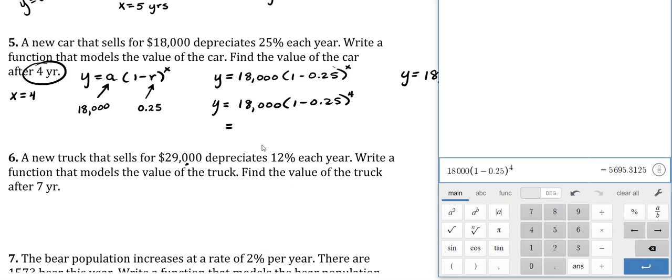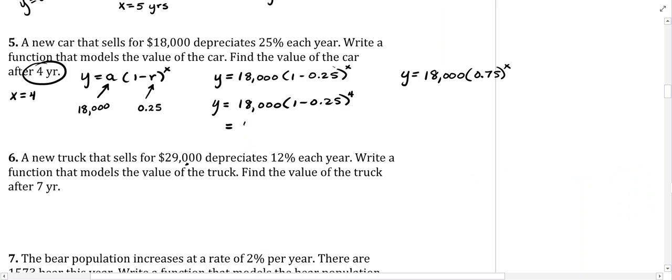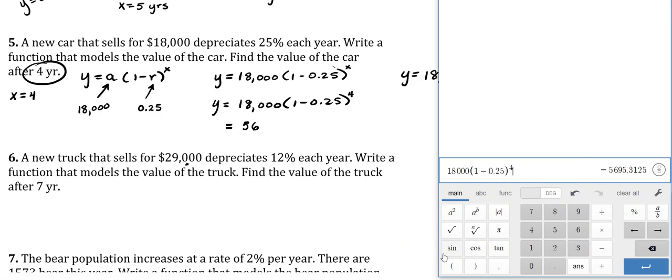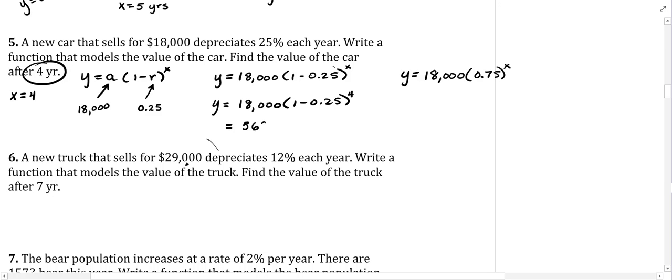5,695. What? Lord have mercy. Your car is practically worthless after 4 years. Make sure you don't buy a car that depreciates 25% each year. You're probably not even done paying the car. You're gonna owe more than the value of the car.